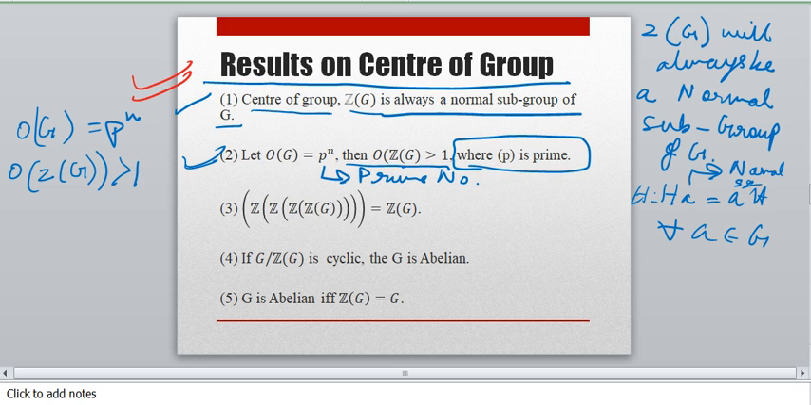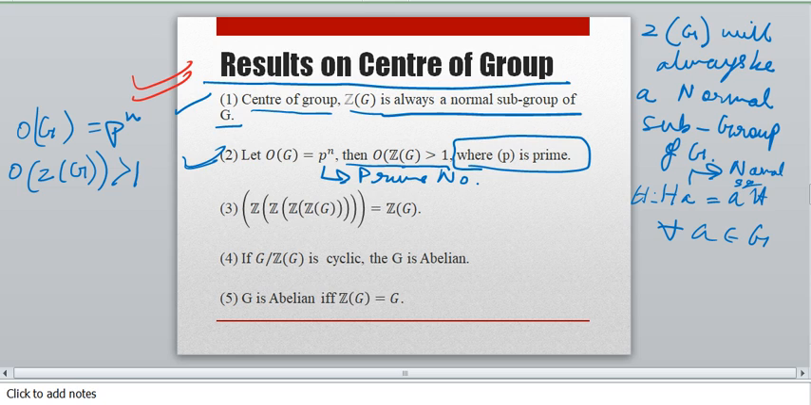What are they trying to say? They are telling you to assume that the order of G is equal to any prime number to the power n. Okay, I hope you are understanding what I am saying. Order of G means order of the group. Order of the group is any prime number to the power n.